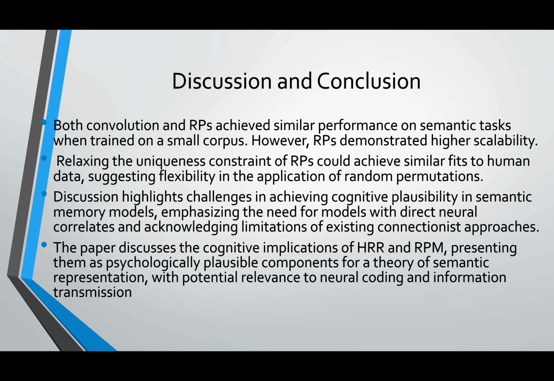The experiment also highlighted the potential flexibility of the applications of random permutation. By relaxing the uniqueness constraint in RPM, we could achieve results that closely fit human data. They presented this model as a psychologically plausible component of a theory of semantic representation.